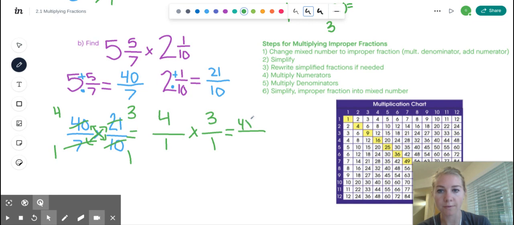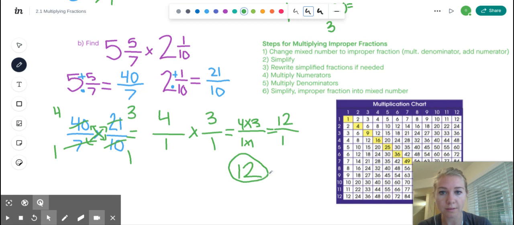Okay. Step 4, multiply the numerators. So our numerators are 4 times 3. 4 times 3 is 12. Then multiply our denominators, which is 1 times 1, which is 1. And then simplify. Well, guess what? If we have 12 over 1, if 1 is the denominator, it's simply simplified to 12. So 12 wholes. And that's it.